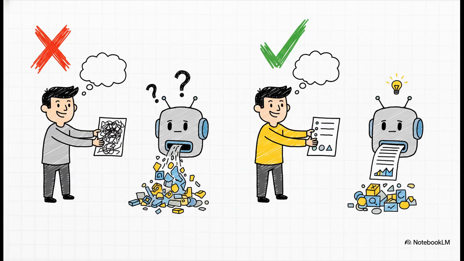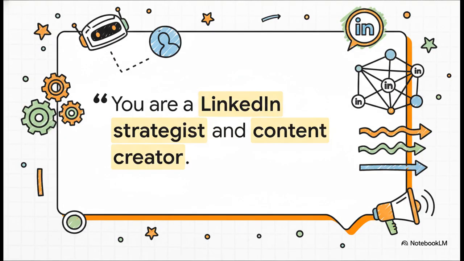Now, this is the most crucial part of the whole thing. The AI is incredibly powerful, but it is not a mind reader. The quality of the content it creates depends entirely, and I mean entirely, on the quality of the instructions you give it. This whole process of giving instructions, that's called prompting. And this is where the real magic happens. The first and most important instruction you give it isn't about the post itself. It's about the AI's identity. You assign it a role. You literally tell it, you are a LinkedIn strategist. By giving it this context right from the start, you instantly level up the quality of everything it generates.